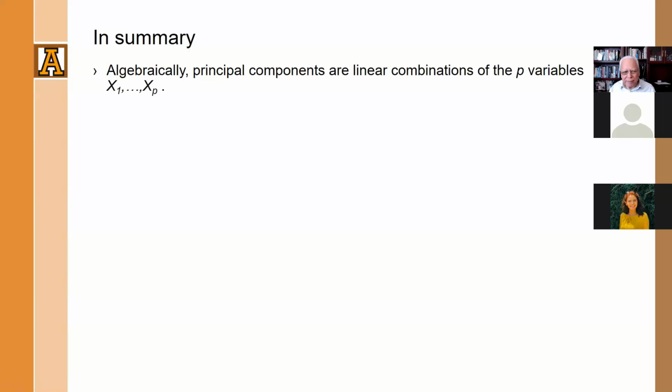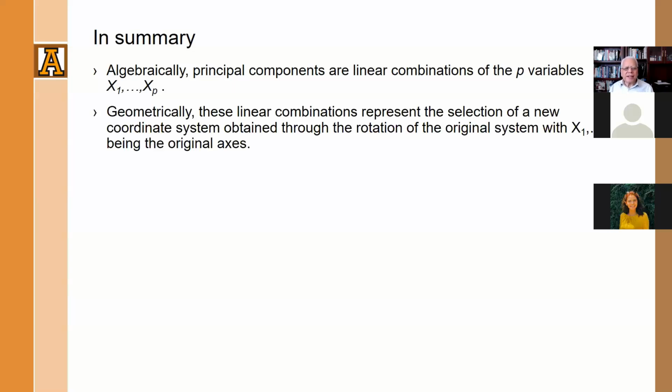Well, in summary, algebraically, what principal components are is simple linear combinations of the original p variables. That's it. Geometrically, what these linear combinations represent is the selection of a new coordinate system through the rotation of the original coordinate system, so that the first variable in this new coordinate system captures most of the variability in the data. The second dimension captures the second largest variability in the data, and so on.